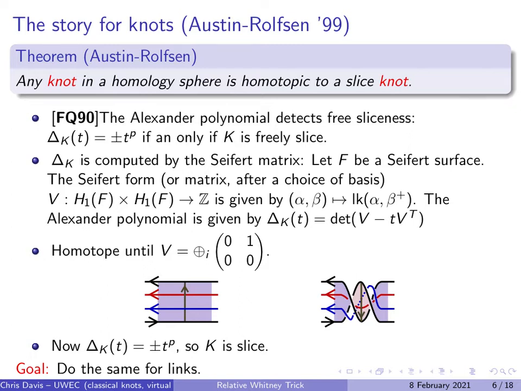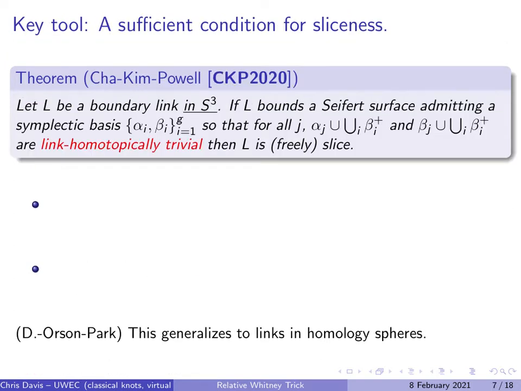So if I want to imitate that proof, here are the ingredients I need. I need a sufficient condition for a knot to be, a link, rather, to be slice. There's the first thing I need. Then I need to figure out some way of imitating this analysis, this homotopy. I need to find a way of homotoping an arbitrary link until I get something that satisfies whatever the assumption of this sufficient condition for free sliceness is. So let's try to do exactly that. So what is this sufficient condition for free sliceness?